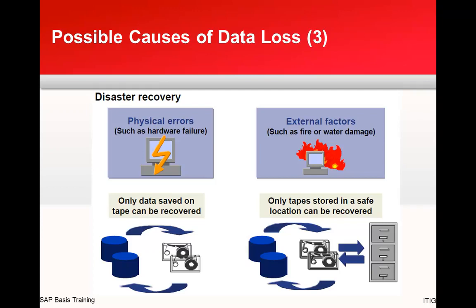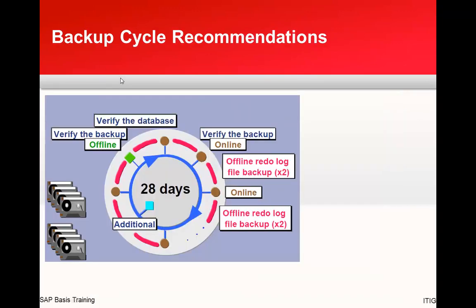Now you can see what is happening in the disaster recovery process. There are physical errors like hardware failure, and external factors like fire or water damage. Only data saved on tape can be recovered, and only tapes stored in a safe location can be recovered. Just taking a backup is not good enough. We need to make sure that the backup that is taken can be recovered, that it is in readable mode. Secondly, the tapes in which the backup is stored are in good health.